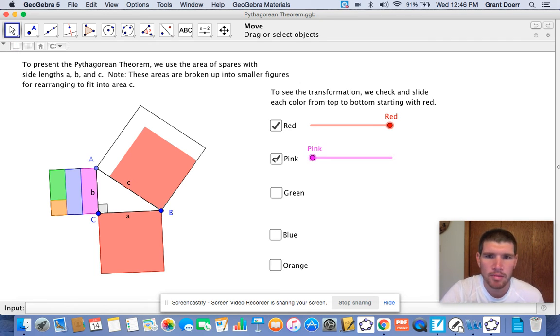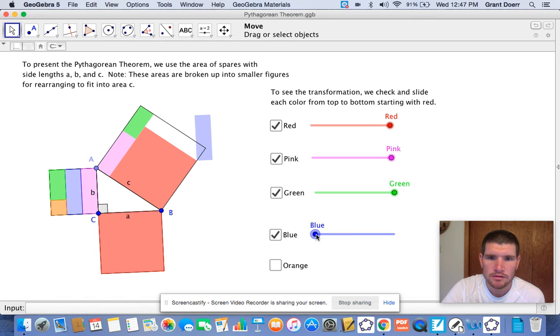If we click on that pink region and we take that section of the square out, notice it fits perfectly there into that region. If we take a look at the green region, we're going to go ahead and place that region there. The blue region fits as so. And last but not least, if you don't see it already, the orange region is a little square that's left over. And as we rotate it, voila.